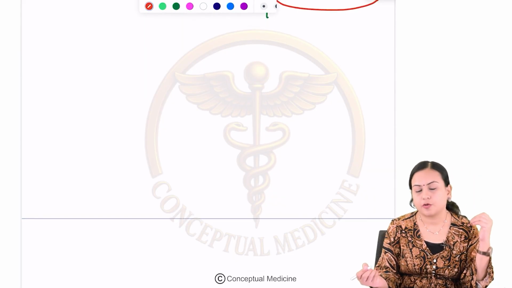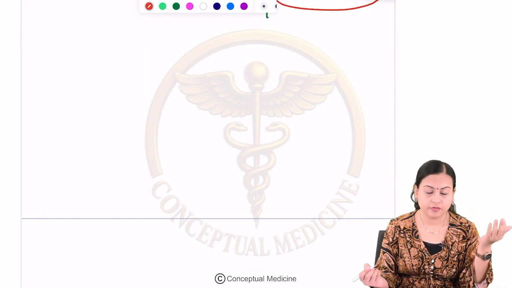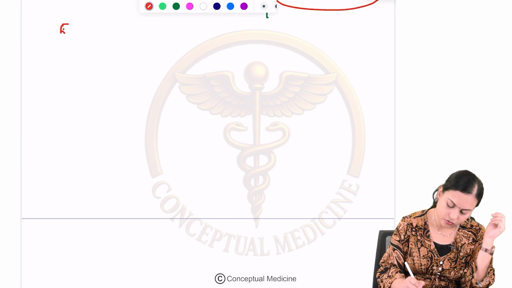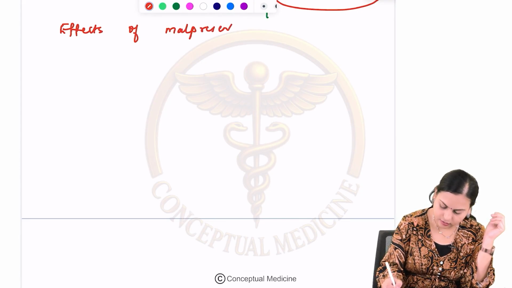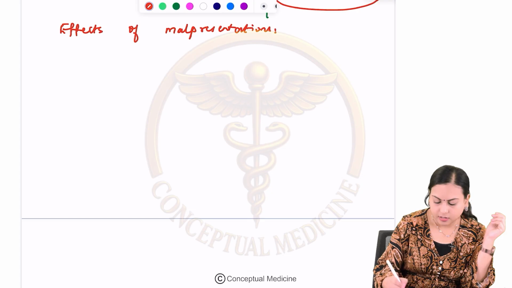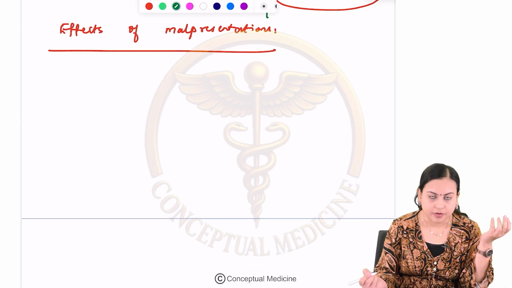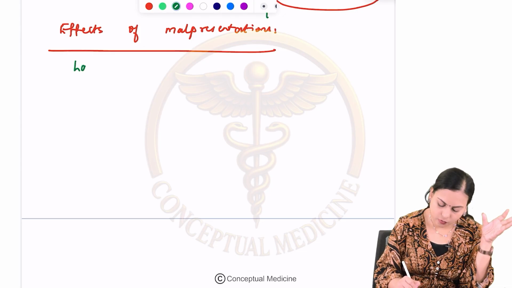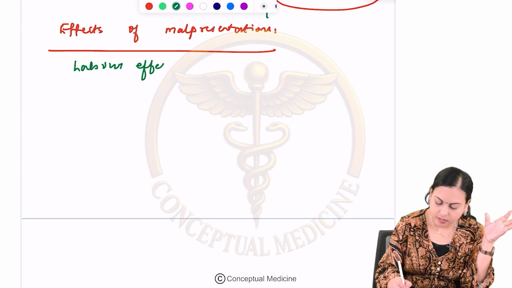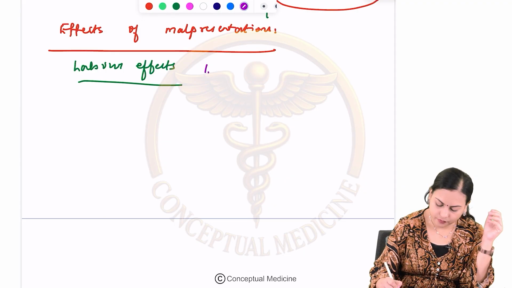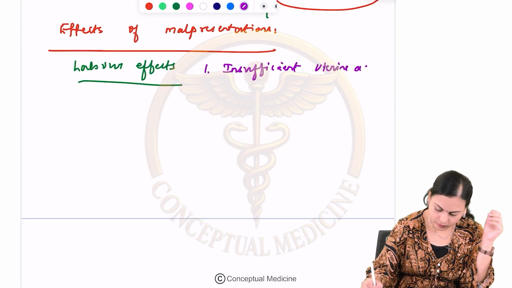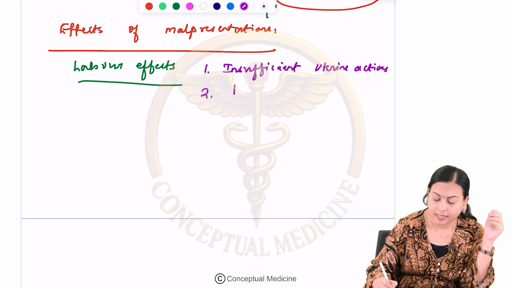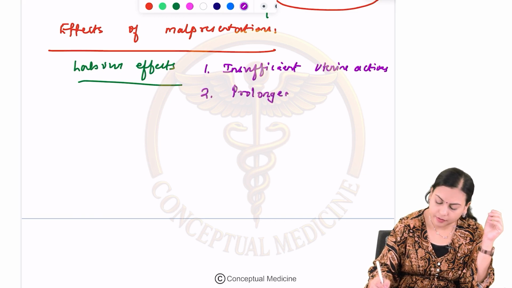Now, what are the effects of malpresentations? What difficulty are we going to face when we have any malpresentation? There is difficulty in labor. Labor complications are more. So, what are the labor effects? This can include insufficient uterine actions. There can be a chance of prolonged labor.